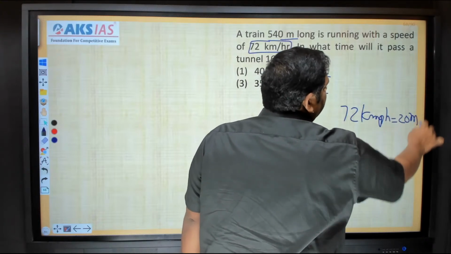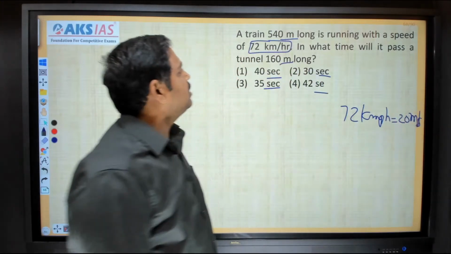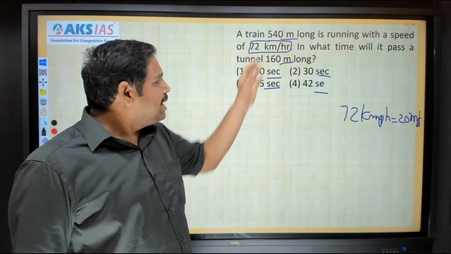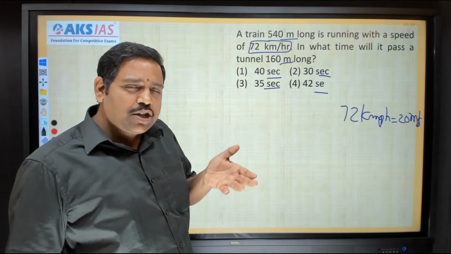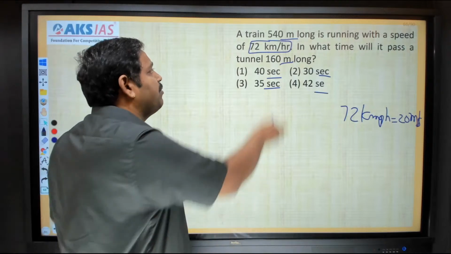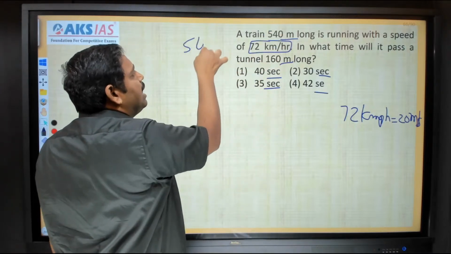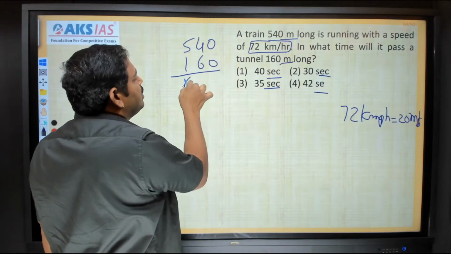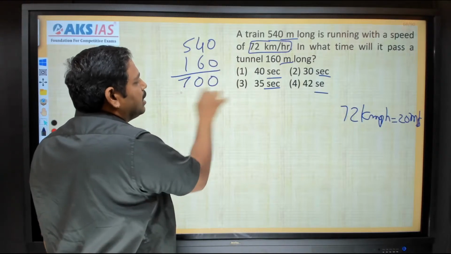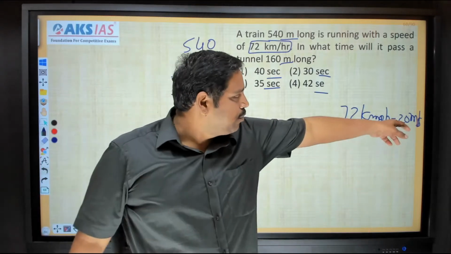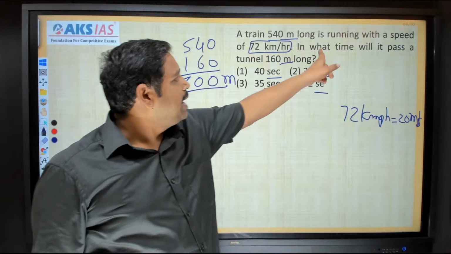Keep it aside. Now a train is crossing a tunnel, which means it has to travel its own length as well as the tunnel length. Its own length is 540 plus tunnel length 160. That means it has to travel 700 meters in total. Distance traveled is 700 meters and speed is 20 meters per second. What is he asking? He is asking about the time.